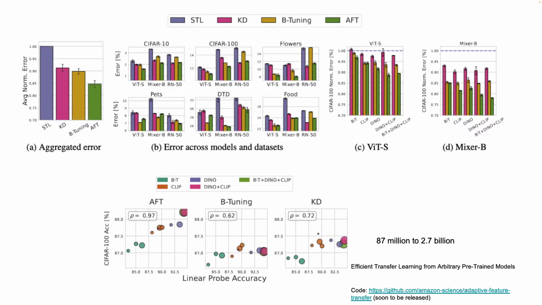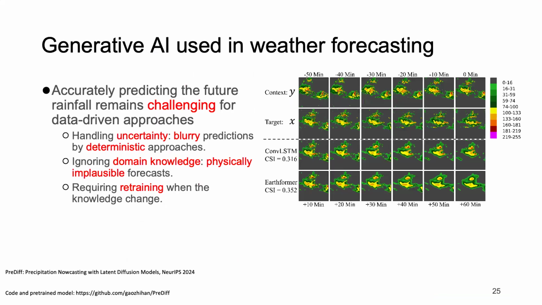The largest it can get is 22B. So we tested up to 2.7B, and then we try to combine the BIT, DINO V2, and then CLIP together. And it shows that the more models we combine, the better the result will be. So that's for this side.